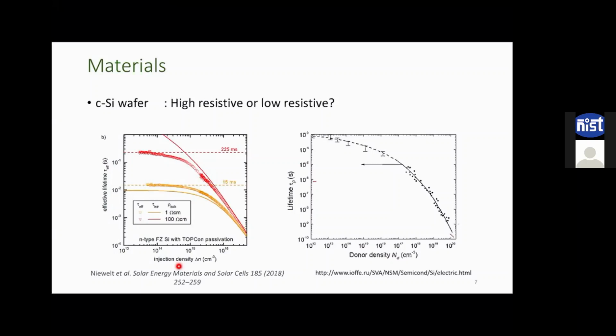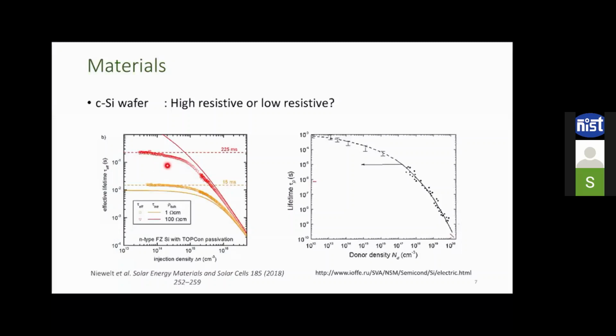Now we have seen that this plots the effective lifetime for two different resistive crystalline silicon wafers. The red plot is for high resistive crystalline silicon, and the yellow plot is for low resistive crystalline silicon. So clearly, if you use a high resistive crystalline silicon wafer to form your silicon solar cell, you get a very high lifetime of your minority carriers, and this benefits your open circuit voltage, short circuit current and fill factor.